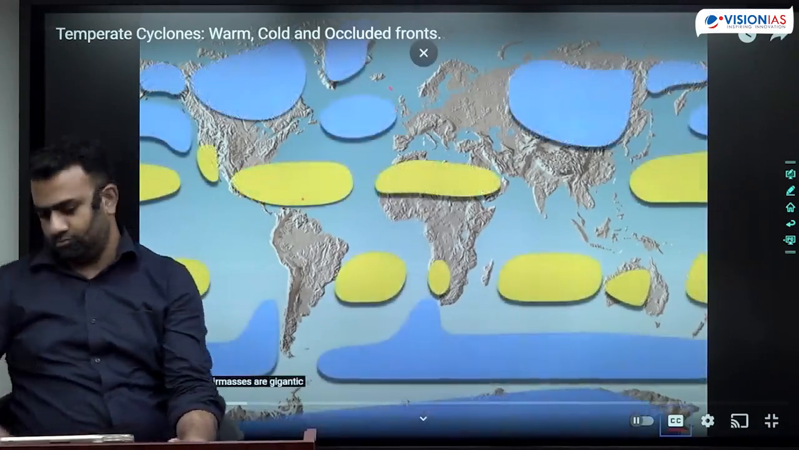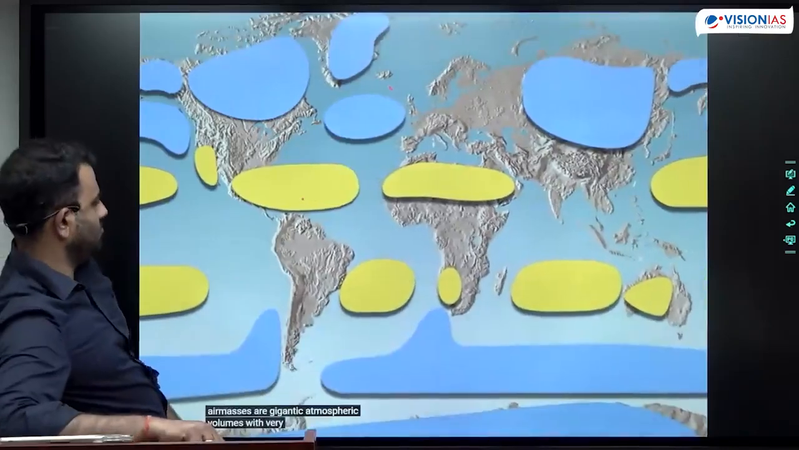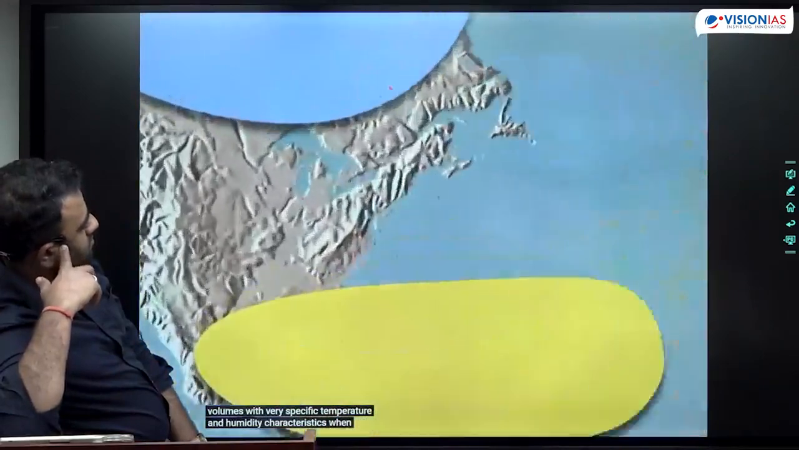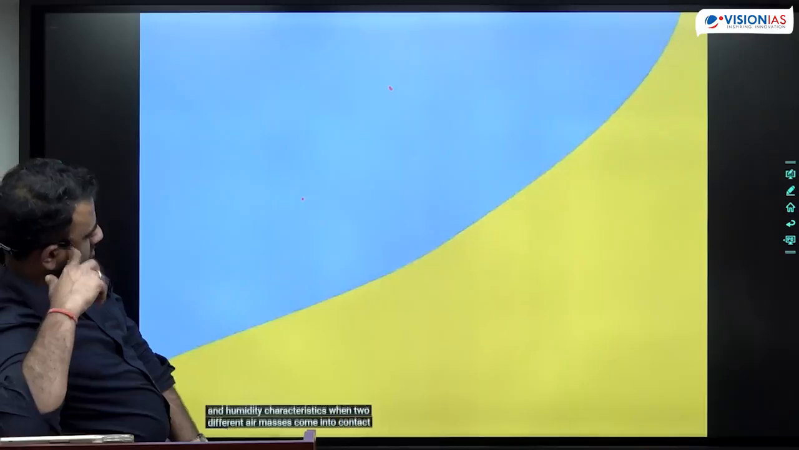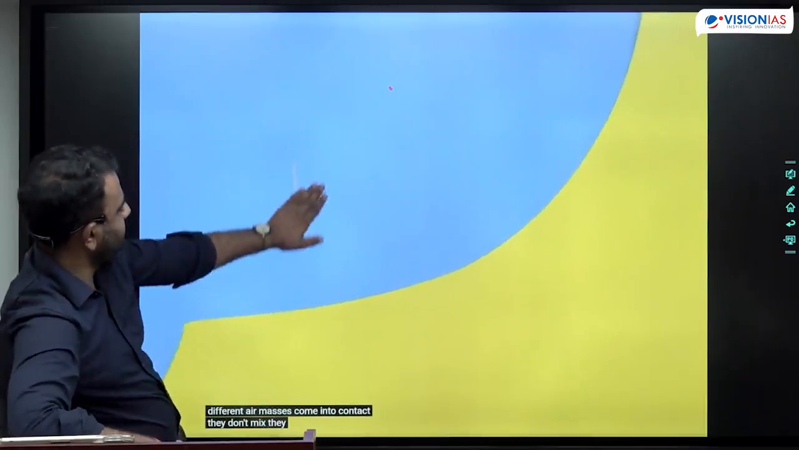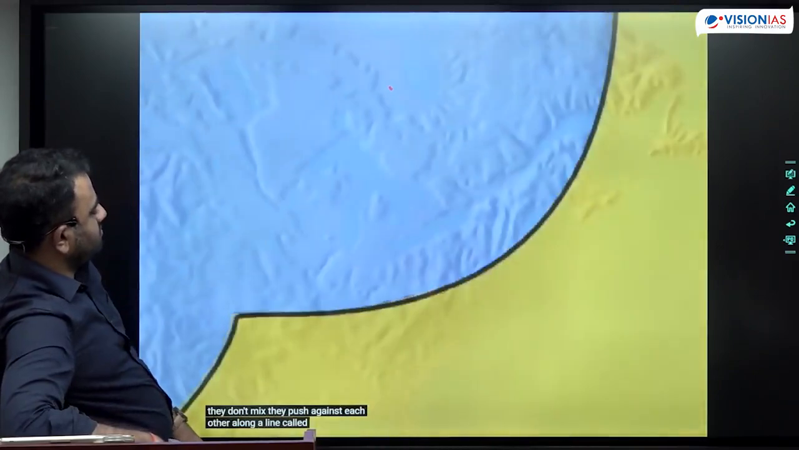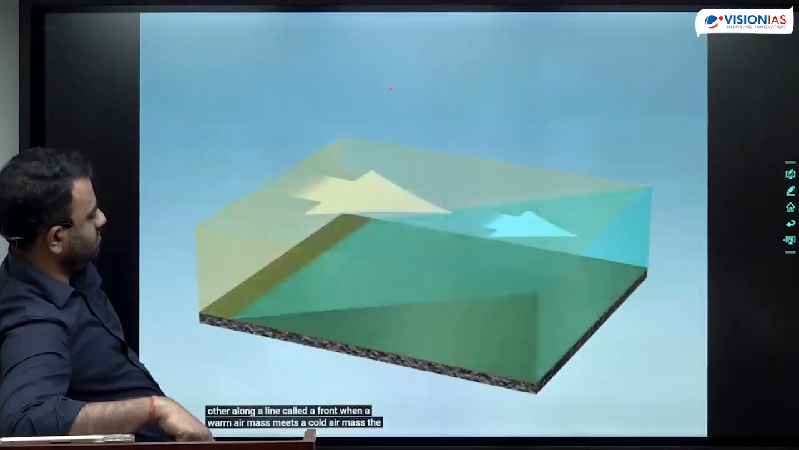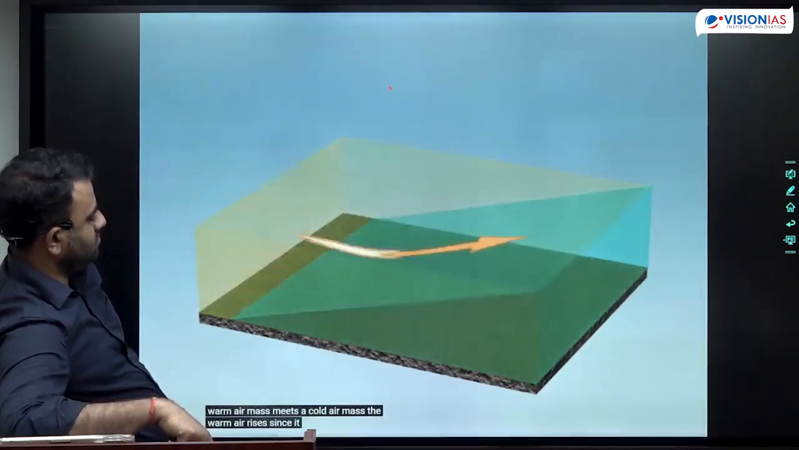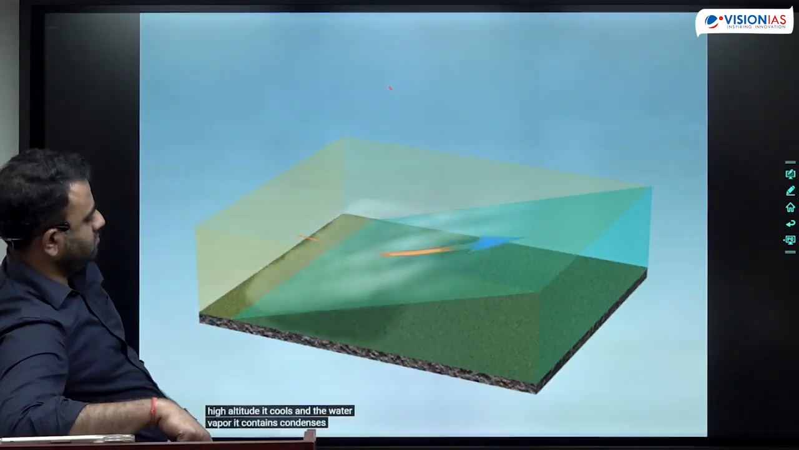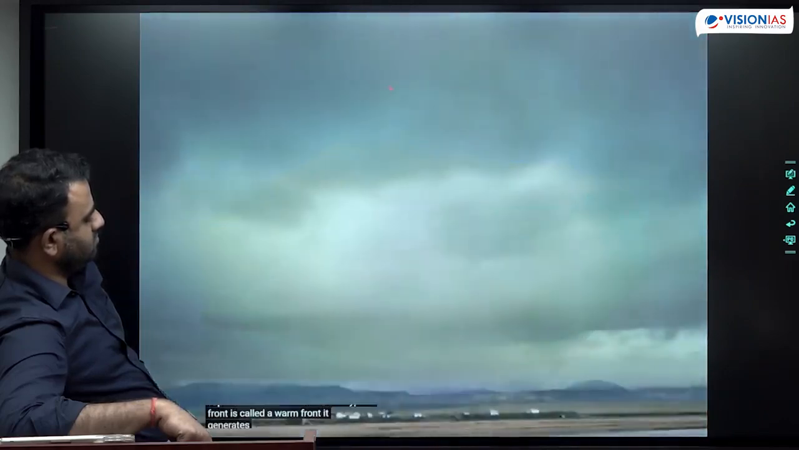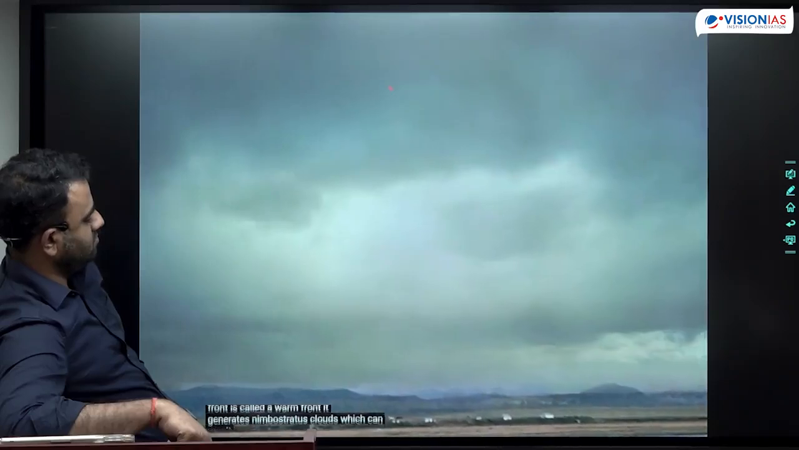Air masses are gigantic atmospheric volumes with very specific temperature and humidity characteristics. When two different air masses come into contact, they don't mix. They push against each other along a line called a front. When a warm air mass meets a cold air mass, the warm air rises since it is lighter. At high altitude, it cools, and the water vapor it contains condenses. This type of front is called a warm front. It generates nimbostratus clouds, which can result in moderate rain.